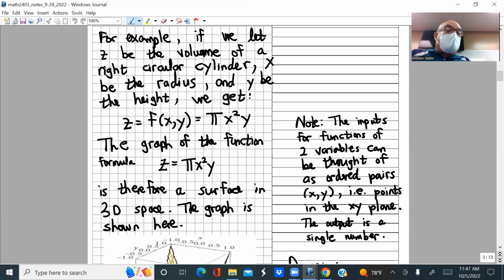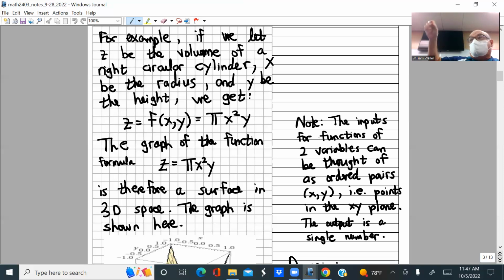And then our output there is still z, right? Okay. So f is the name of the function. Now, because in these functions of two variables you have to have two inputs, right? You have to have a value for x and a value for y. You can think of your inputs as being a point on the plane, the xy plane.